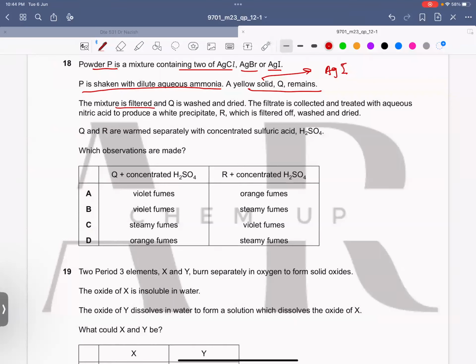The mixture is filtered and Q is washed and dried. The filtrate is collected and treated with aqueous nitric acid to produce white precipitate R. So when we add nitric acid, all the ammonia which we have added initially will be neutralized. So white precipitates are formed again. So it means that the white precipitates are of silver chloride.